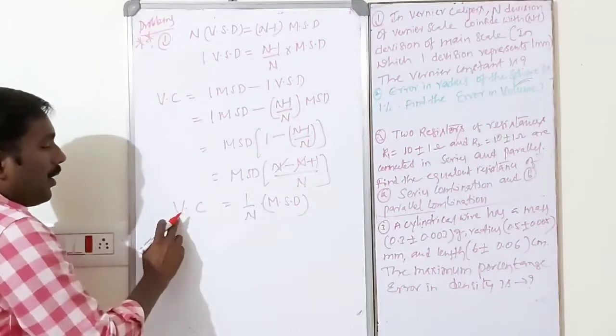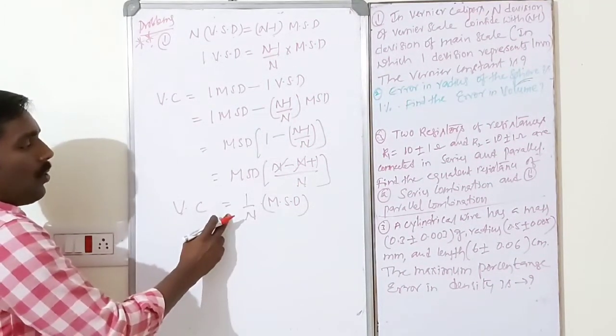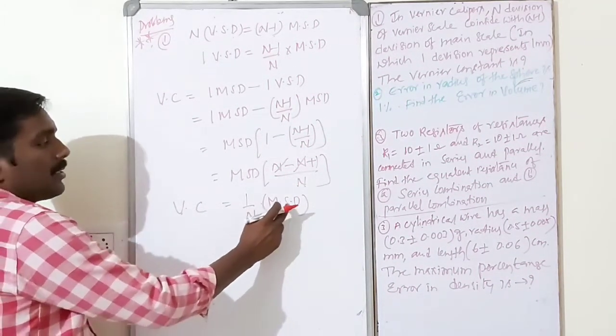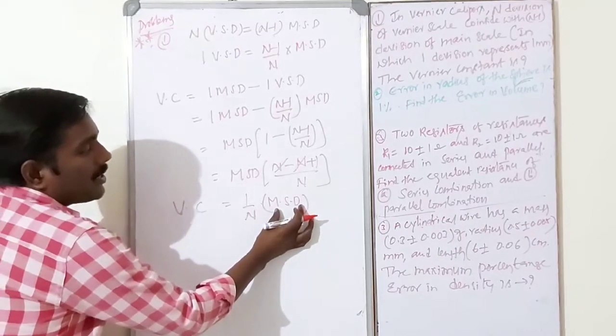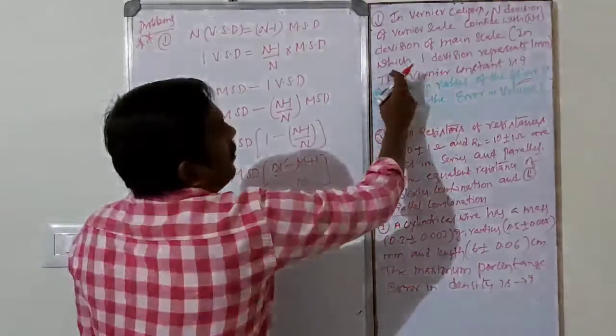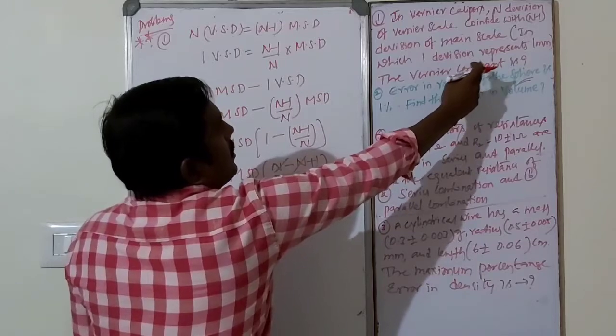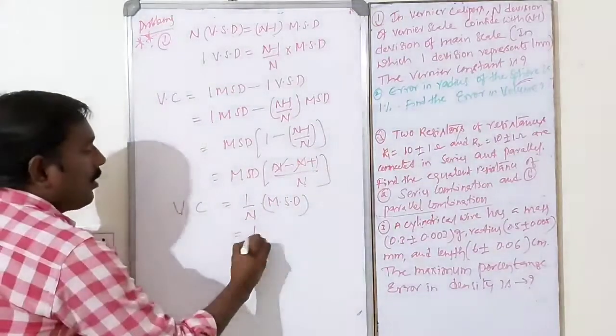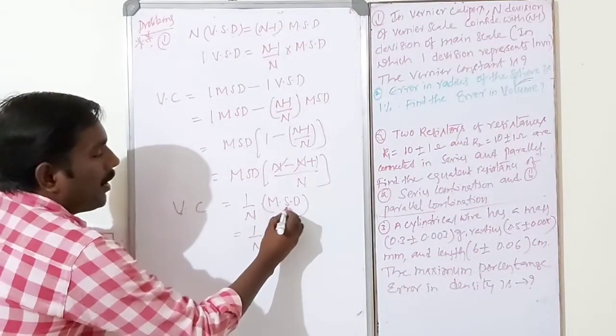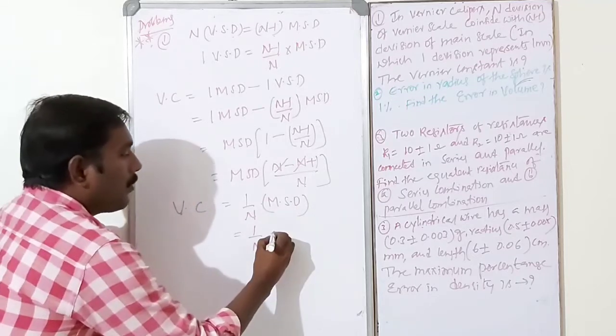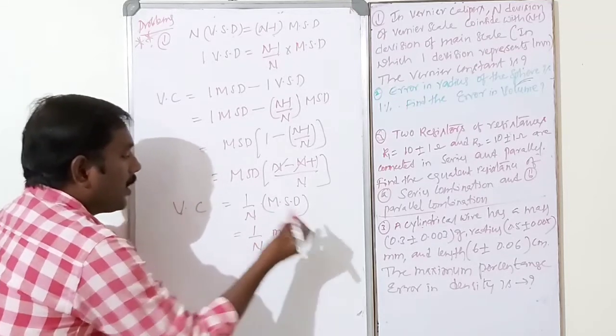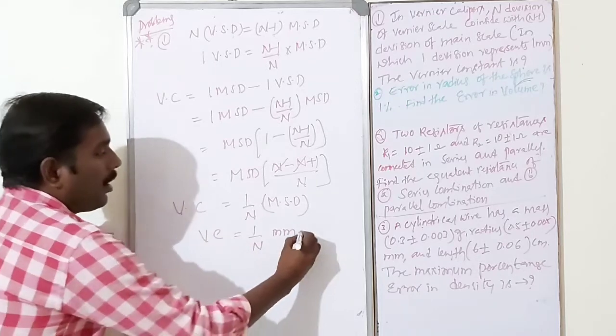Vernier constant is equal to what? 1 by n main scale division. So 1 main scale division what? In which 1 division on main scale is equal to 1 millimeter, given already. So 1 main scale division is equal to 1 millimeter. So this is the simple answer.